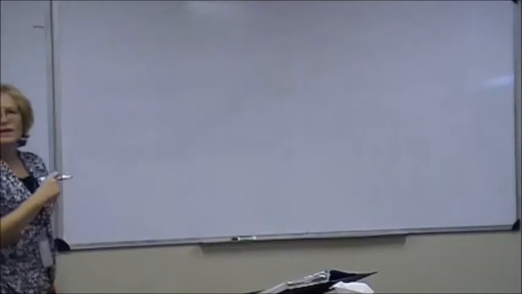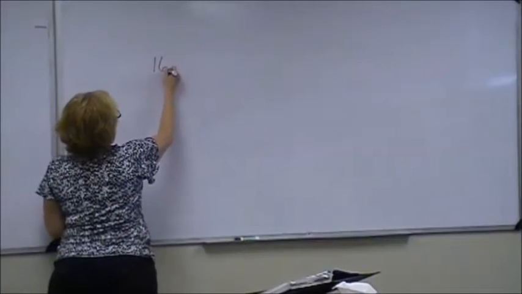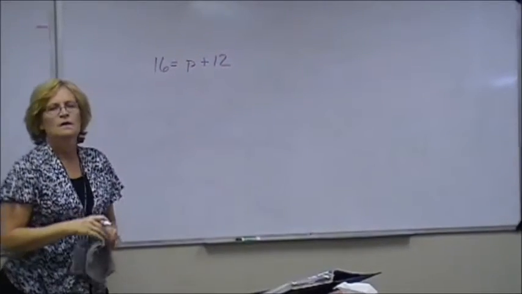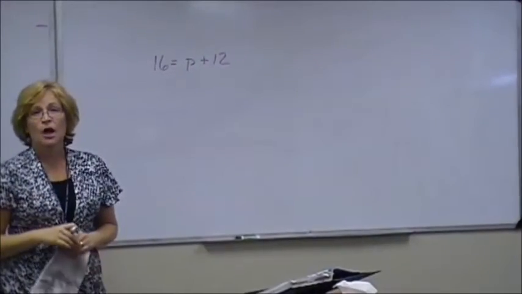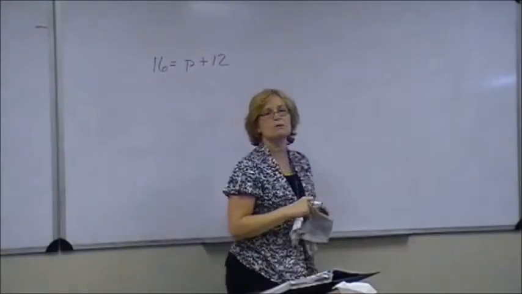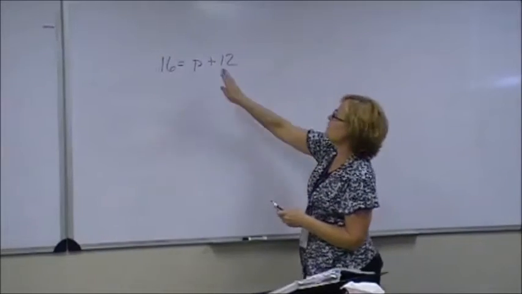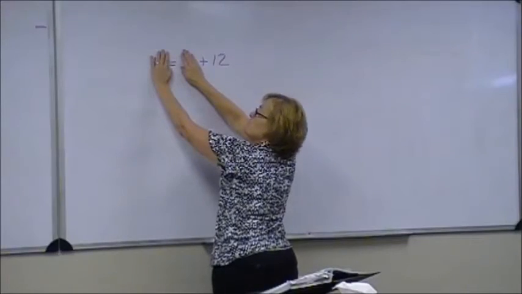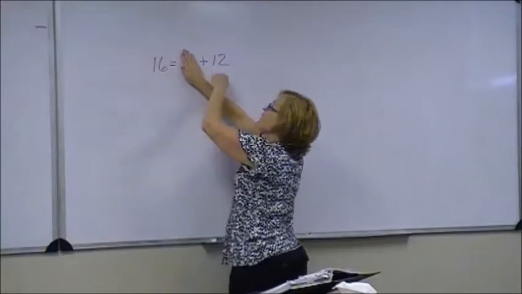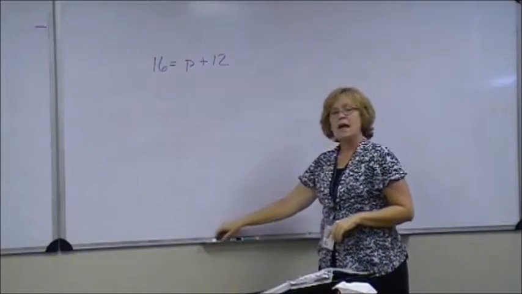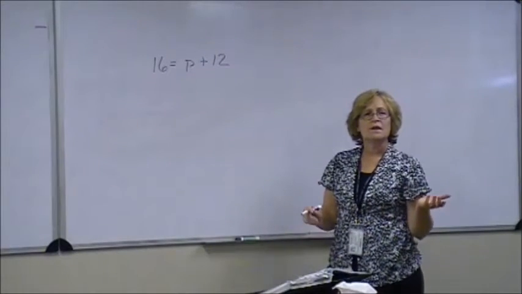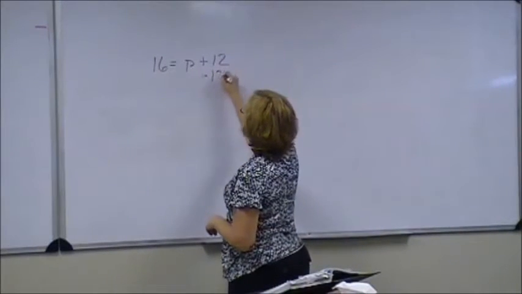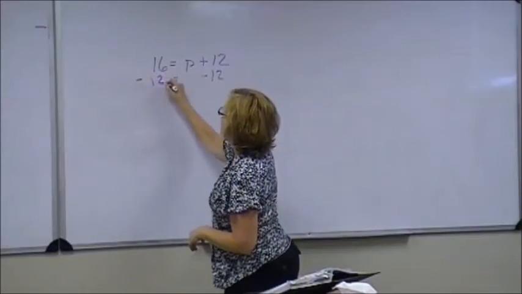All right, let's do another problem. And let's do 16 is equal to p plus 12. All right, what side is my variable on? Oh, this time my variable is on the right side. So if I cover up my p, and I cover up the other side of the equal sign, what do I have to get rid of? I have to get rid of positive 12. And how do I get rid of positive 12? I add it with its opposite, and the opposite would be negative 12. So what I do to the one side, I do to the other.